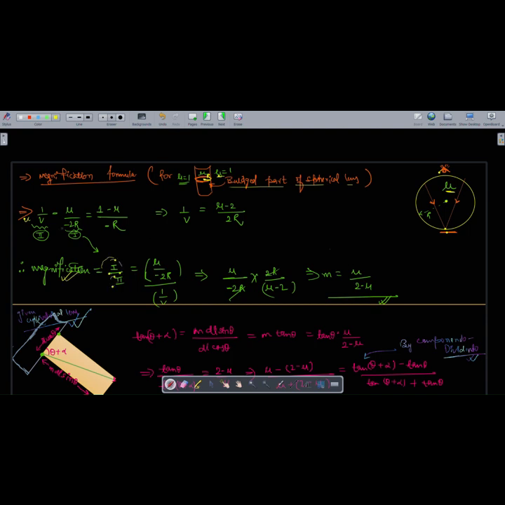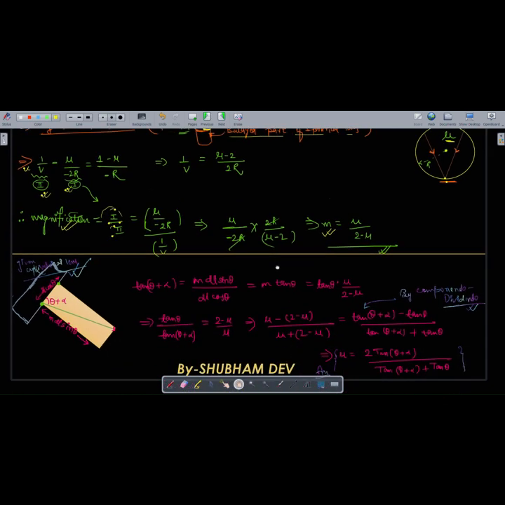So for this we have seen from the previous result, magnification is first part by second part. Here this is the first part and this is the second part. So first by second, we will get the value of m equals mu by 2 minus mu. So yes, let us now move on to further calculations.